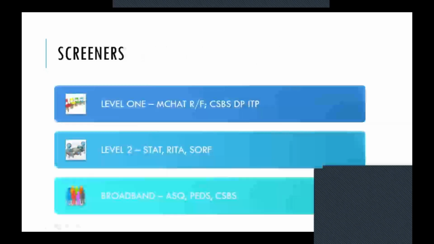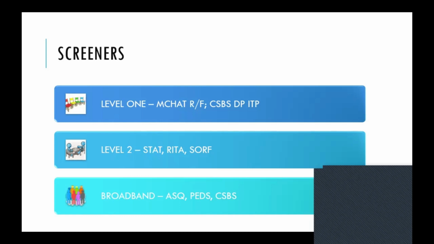So moving on, the meat of this talk is about the screeners. There are sort of three areas of screeners. One is a level 1 screener, which is the MCHAT, which we all use. Another one is the CSBS DPITP, a toddler version. Some of you may have done that SARC study, where they were distributing that to the little ones at 12 months and up. So that was considered one of the level 1s. MCHAT is the standard of care right now.